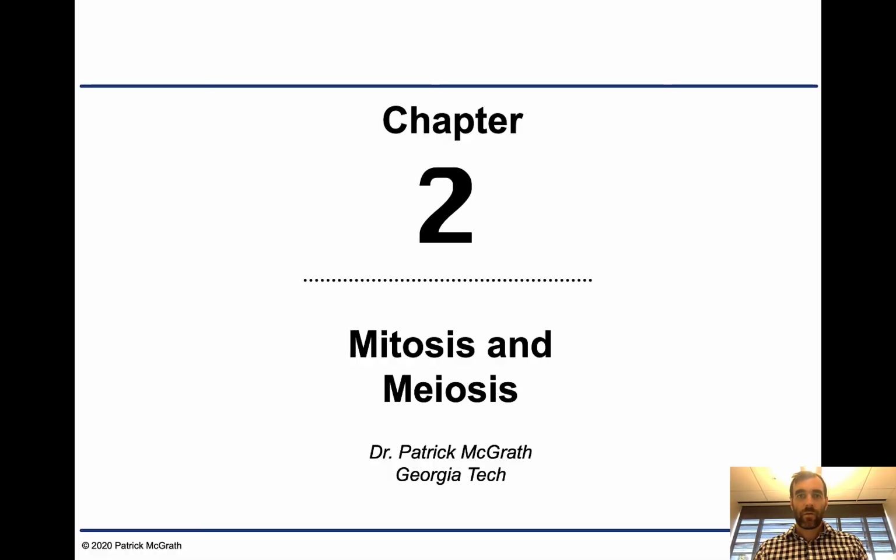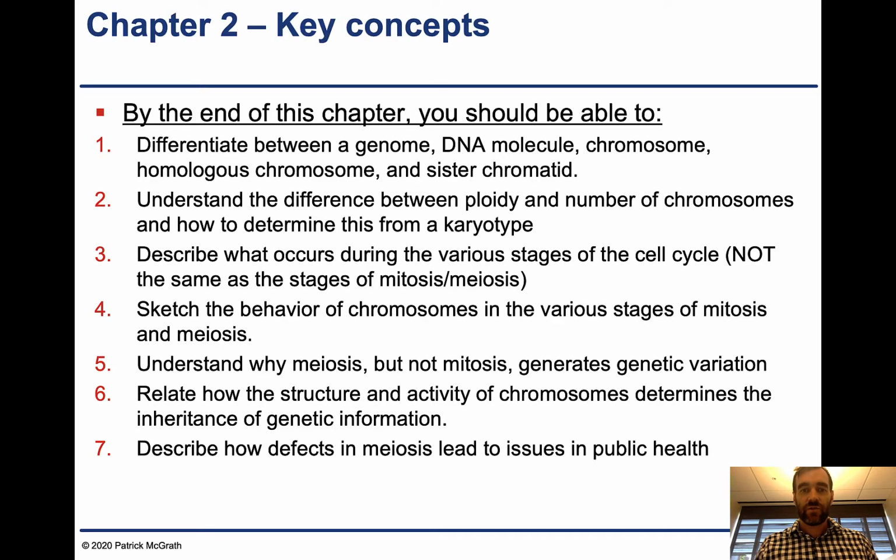Okay, welcome to Chapter 2, Mitosis and Meiosis. This chapter we're going to cover how DNA is divided into daughter cells after cell division, or in the process of cell division. There are two main processes that we're going to discuss, mitosis and meiosis, so both what happens and when each of those are used.